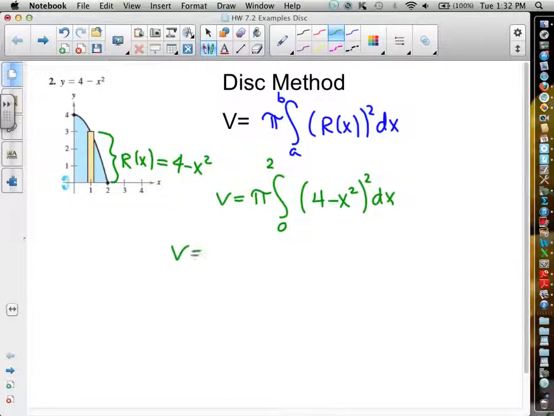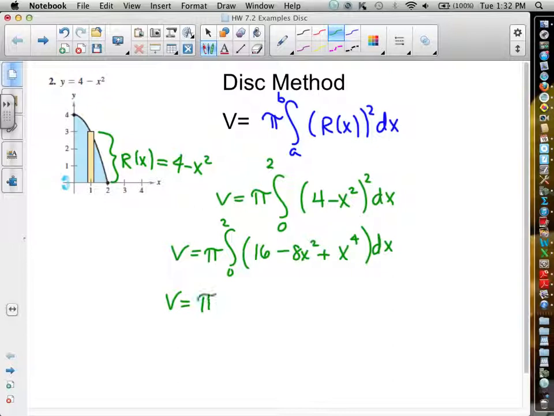How am I going to integrate this? Yeah, let's multiply it out, square it. So you'd have 4 squared, 16. Outer and inner would give you minus 8x squared, good. And then last times last would give me x to the 4th, perfect. Right, and now you can go ahead and do your power rule.